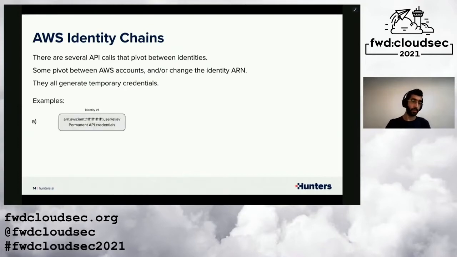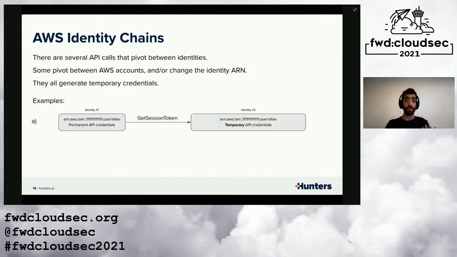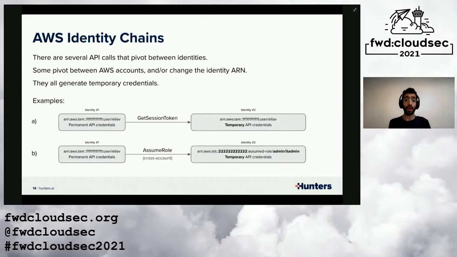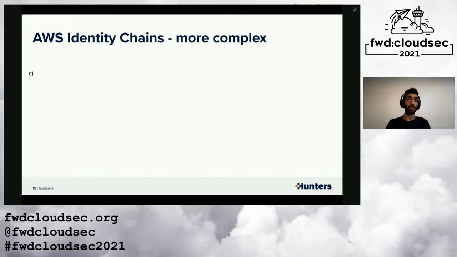For an example, a simple one, say I have a permanent IAM user with permanent credentials, and I call get session token, one of these calls. This generates a new set of temporary credentials belonging to the same ARN with the same permissions. Another example would be an assume role call with the same IAM user, and I would assume role cross account to a different account, and I would get an assumed role in a different account with a new set of temporary credentials. However, it's called a chain for a reason because all these API calls can actually be chained.